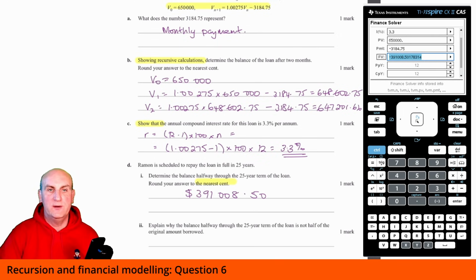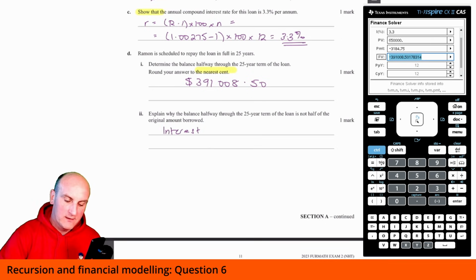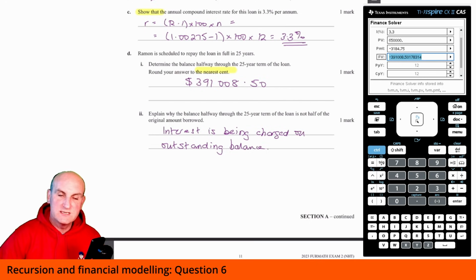Explain why the balance halfway through the 25-year term of the loan is not half the original amount borrowed. Again, this is just asking that you've got interest. So interest is being charged on outstanding balances. You might also want to say something like interest is being charged on interest, but interest is being charged on an outstanding balance. Something along those lines, just so VCAA know that you know what you're talking about.